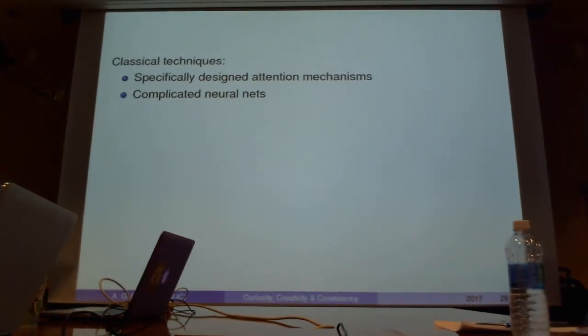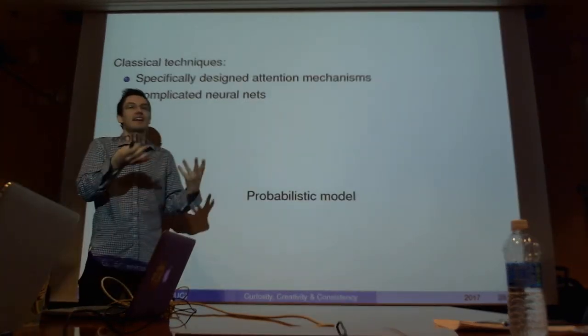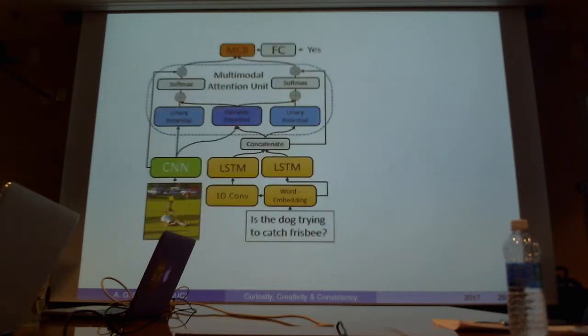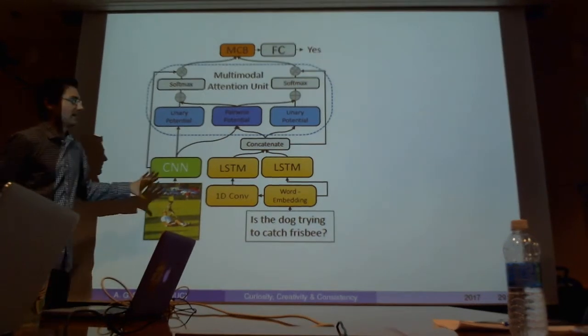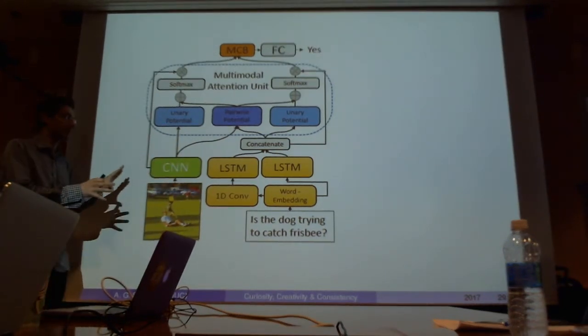So classical techniques typically design fairly complicated attention mechanisms. And what we thought was, let's interpret that as, again, my background is graphical models, so I have this probabilistic notion in mind. So let's try to come up with some form of probabilistic model here. And so the architecture looks a little bit complicated at first, but actually let me break it down for you. It's very easy.